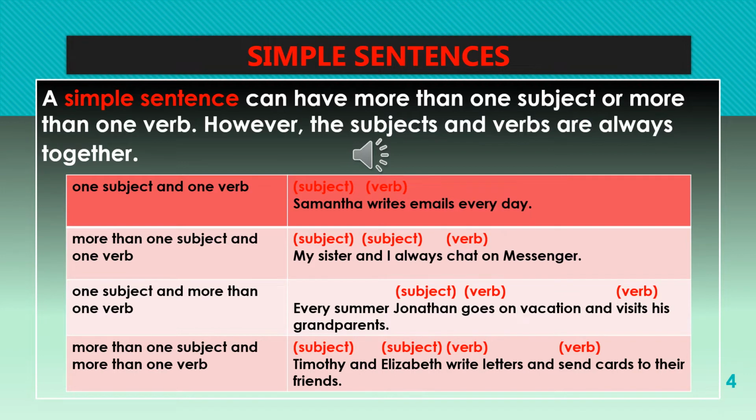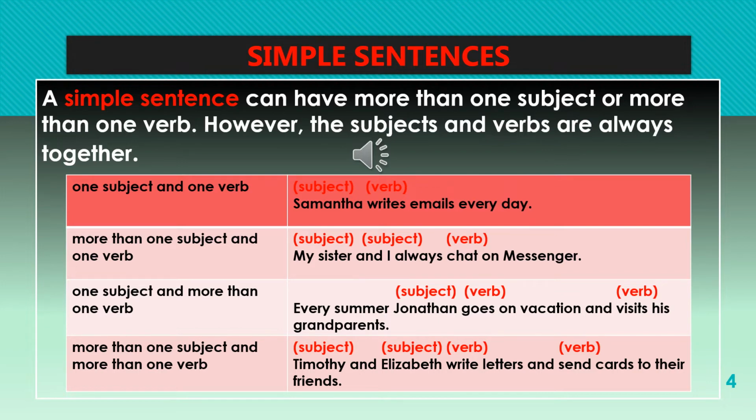My sister is one subject. I is the second subject. And the verb is chat. My sister and I always chat on Messenger. Here you have an example of one simple sentence with two subjects and one verb. Now let's look at the next one.